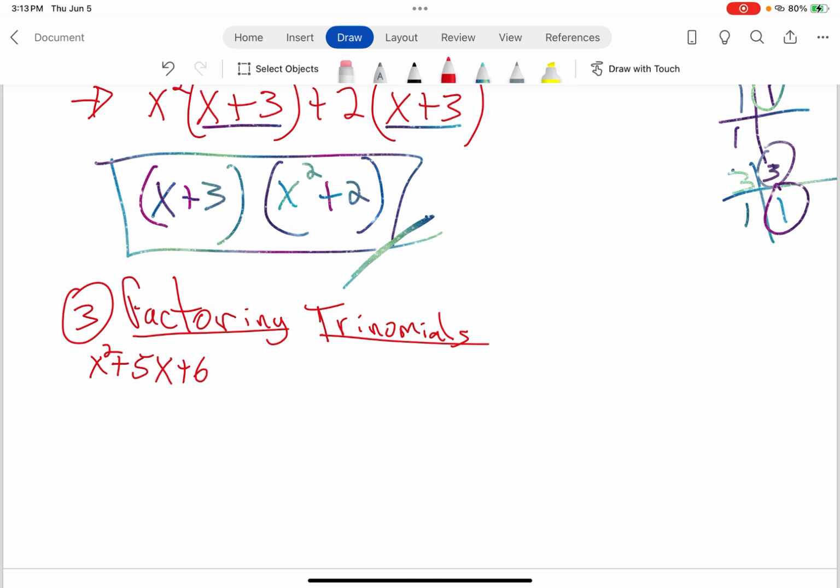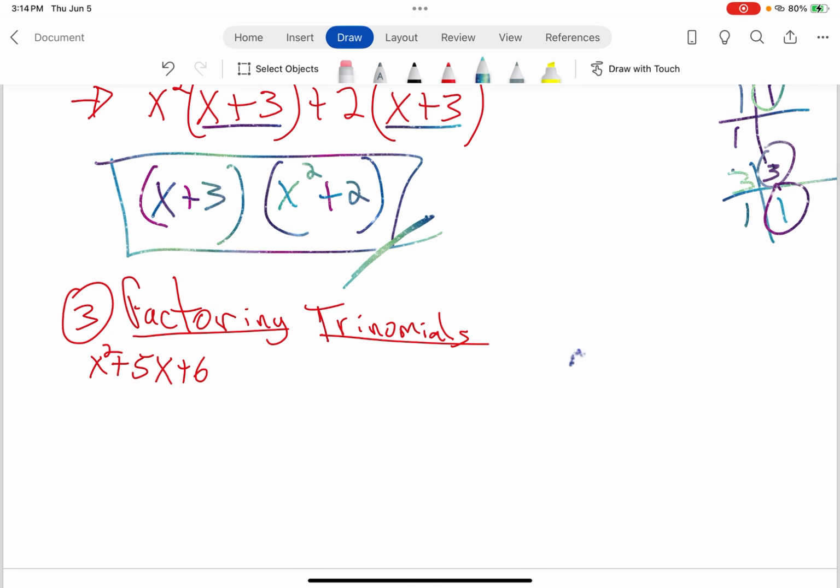So when you have factoring trinomials, you first have to find, this is, for me, the easier one. You first have to find two numbers that when you multiply them give you the last term, which is 6, and when you add those two numbers give you the second term in front of the x, which is 5. So which numbers give you 6? You just have to look for the factors of 6.